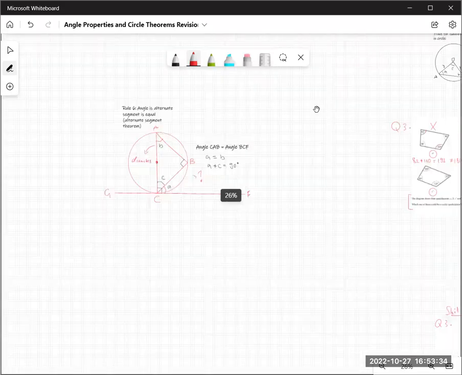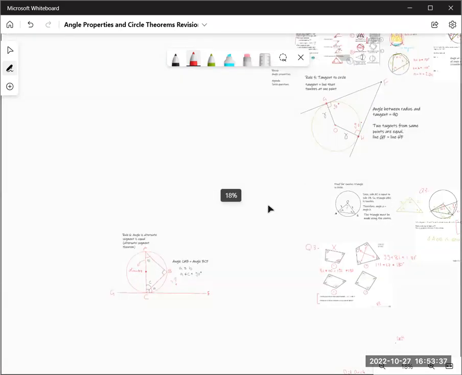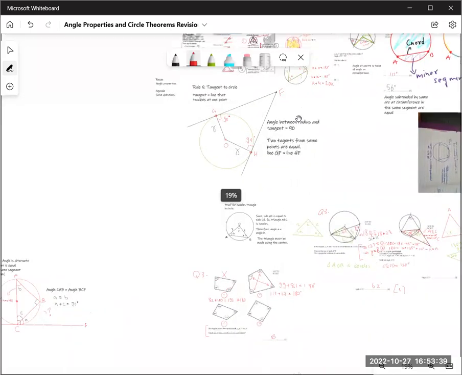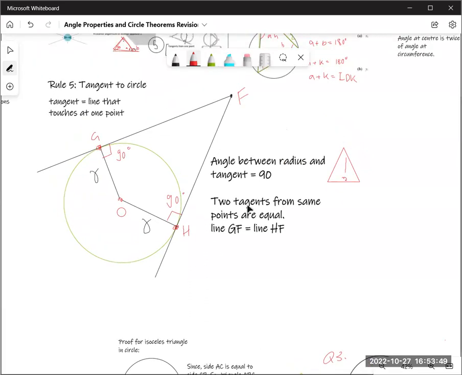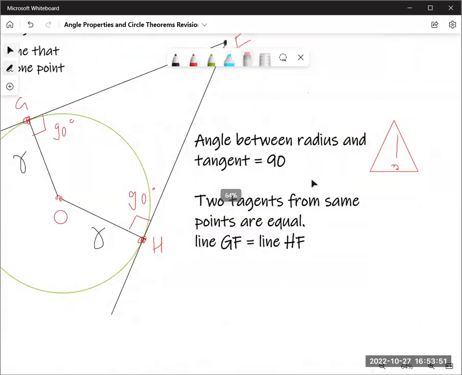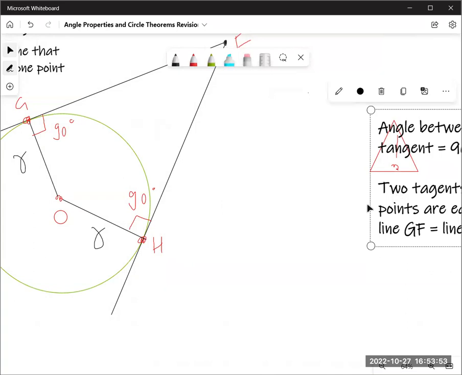Let's go back. Yeah, right, it's here, equals to 90 degrees. Now, please put this sign over here. This sign. So, you know what is important. And two tangents are equal, not the points, not any points, but two tangents.